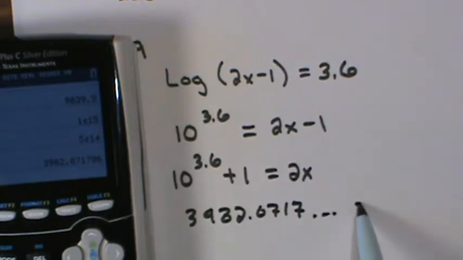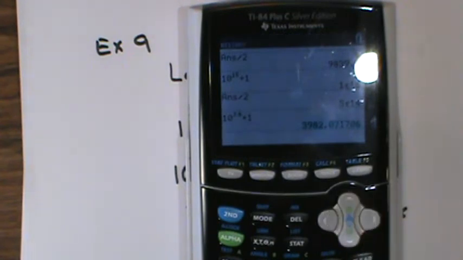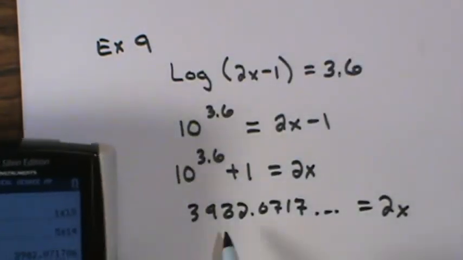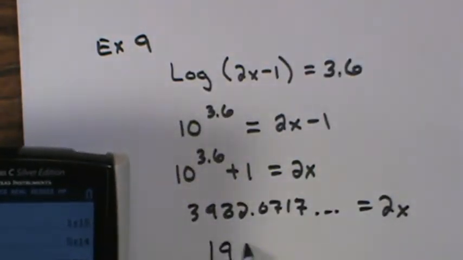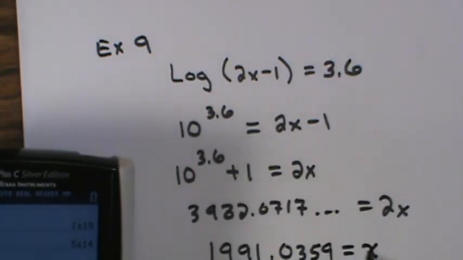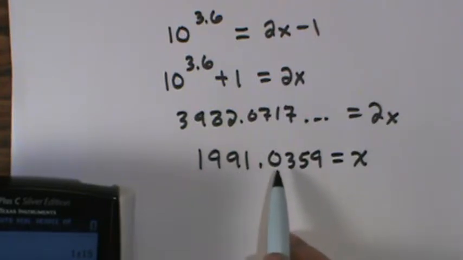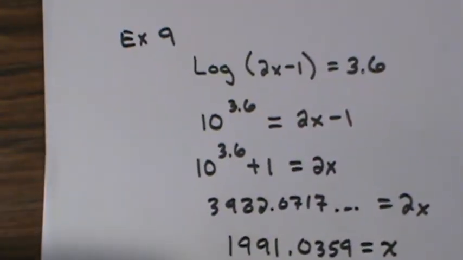39,820,717 and change equals 2x. And then I got to divide by 2. So on my calculator, I divide by 2. And I get 1,991.0359. I'm rounding to the 4th decimal place to be consistent on all these problems. So I get 1,991.0359 equals x. And that's just me knowing the basic form of a logarithm.